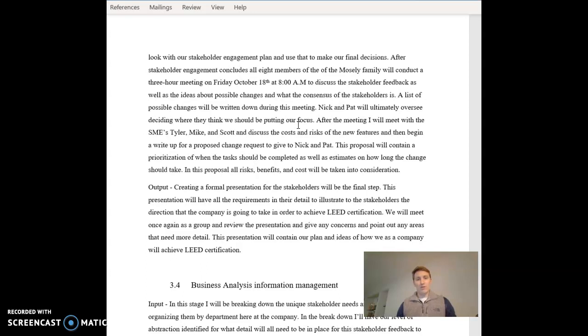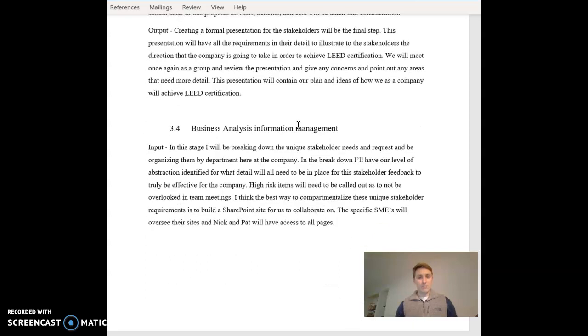The output that we're going to achieve on this is a formal presentation for the stakeholders. This presentation will illustrate the requirements that we intend on providing to them. Keep in mind, nothing is concrete at this time. We're just thinking of ideas at this point in time.